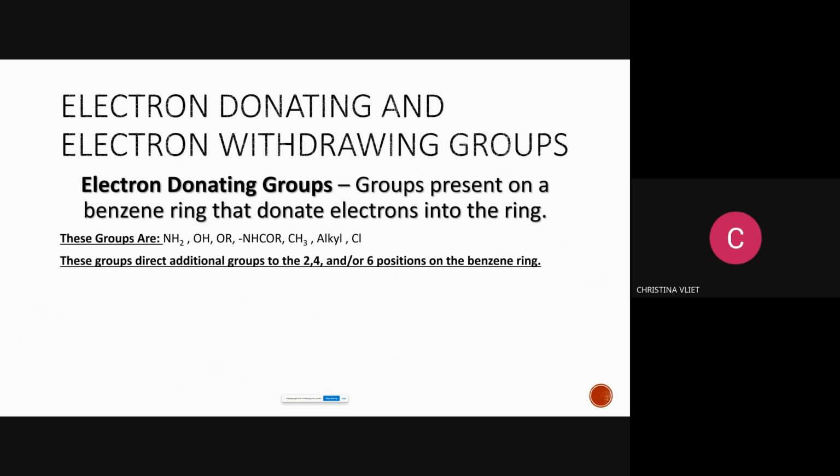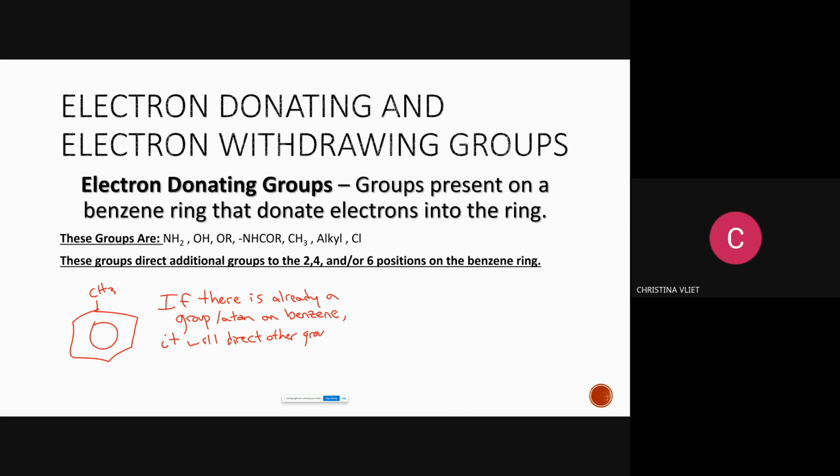If there is already a group on benzene, it will direct other groups being added. So you're going to want to write this down. If there is already a substituent or a group on a benzene ring, it will direct any other groups that are being added. It's kind of like, I got here first.